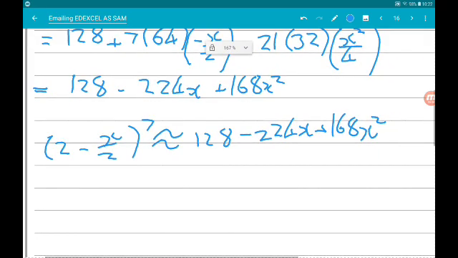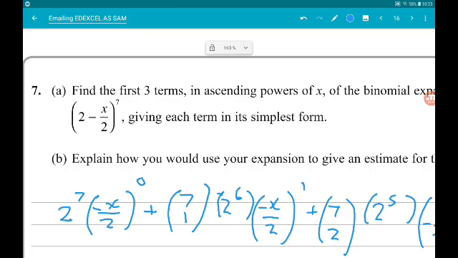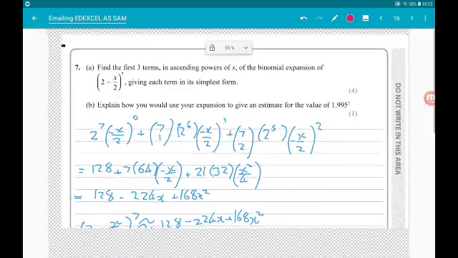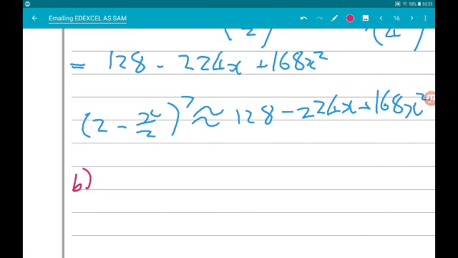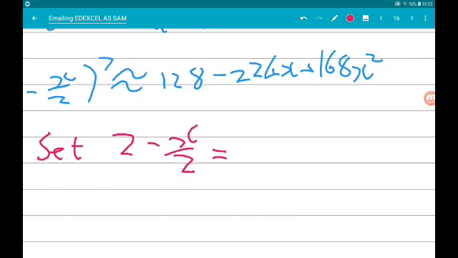Cool. Okay, then part B for 1 mark wants us to explain how we would use our expansion to give an estimate for the value of 1.995 to the power of 7. So, it's only 1 mark, so remember that our expansion is 2 minus x over 2 to the power of 7. So, what we would do is set 2 minus x over 2 equal to 1.995.